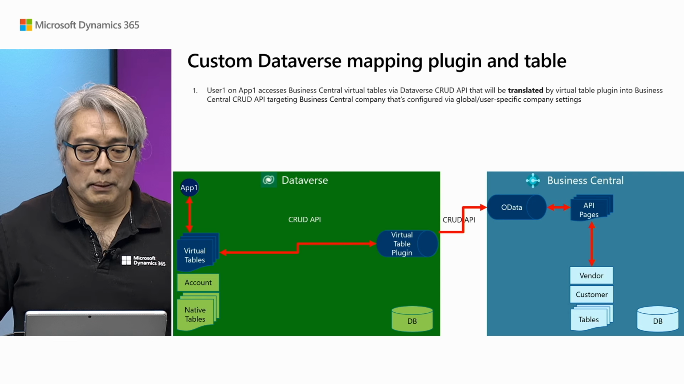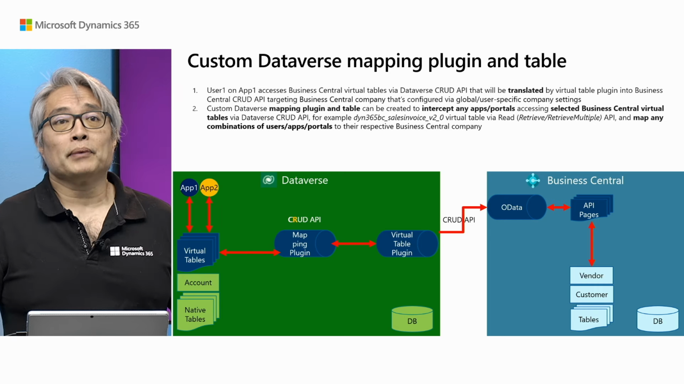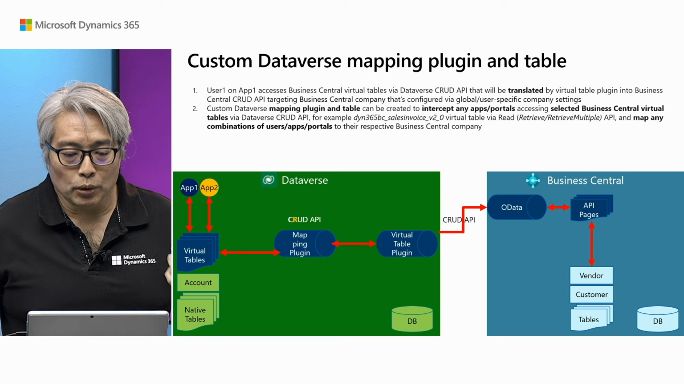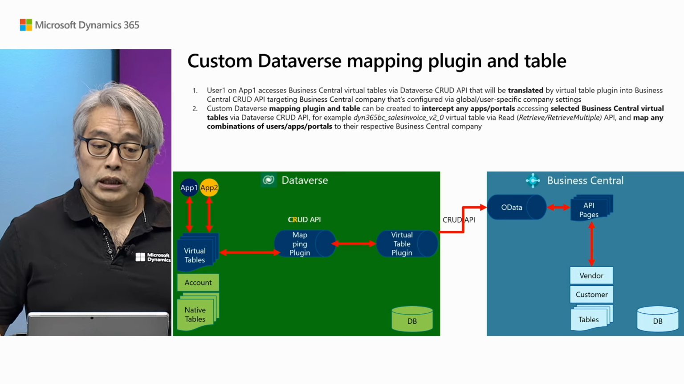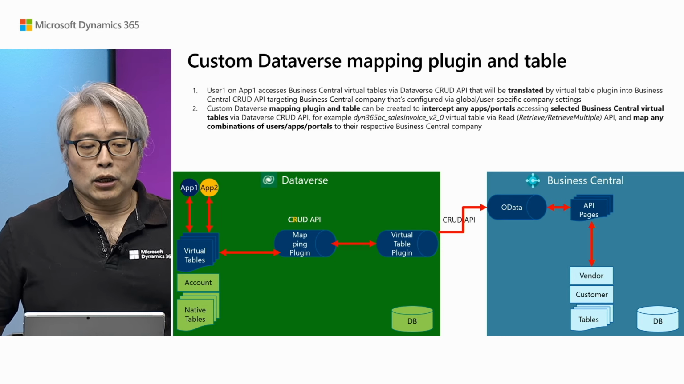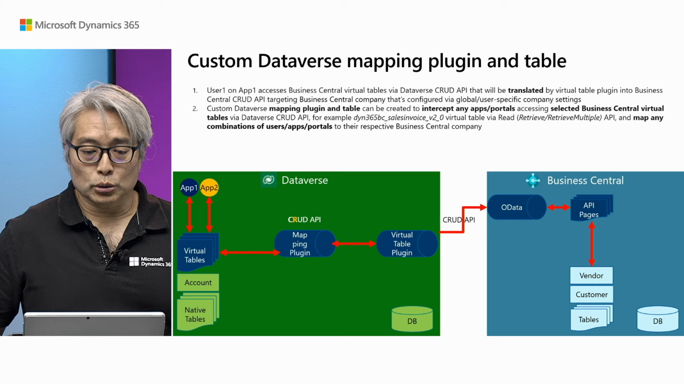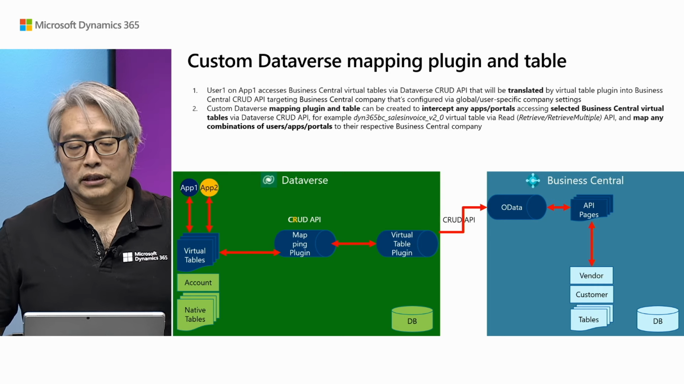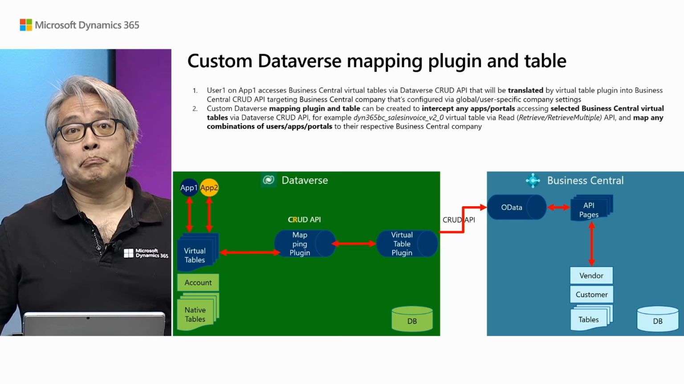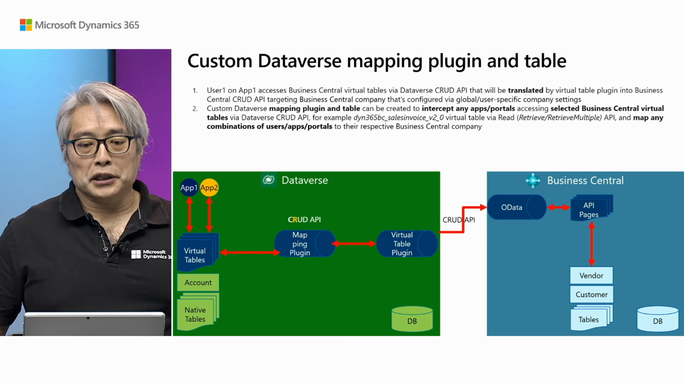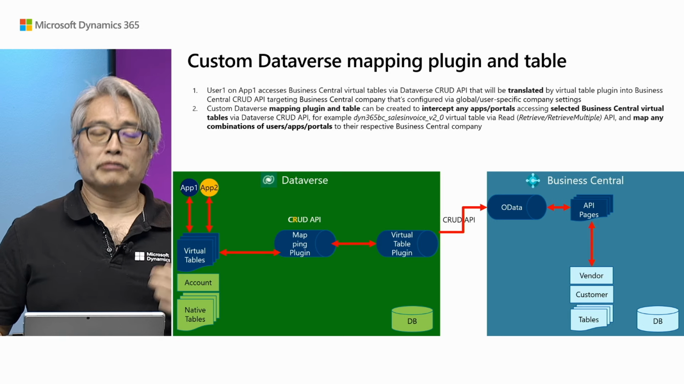Now you can actually create a mapping plugin and table. The mapping plugin can be created to intercept any Power Apps or any Power Pages portal accessing a selected Business Central table. For example, I can create a mapping plugin to intercept any Dataverse CRUD API request that accesses the Business Central sales invoice virtual table using the read API, which is retrieve or retrieve multiple in the Dataverse world. You can also create a mapping table where you put the records that map any combination of users, apps, and Power Pages portals to their respective Business Central company.